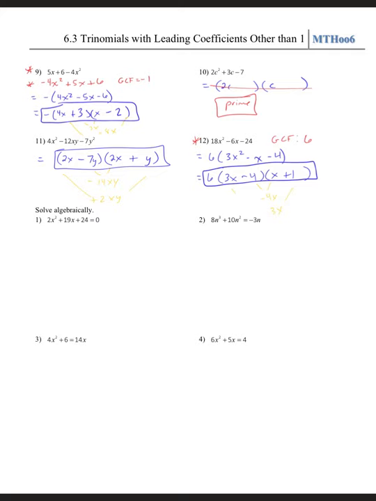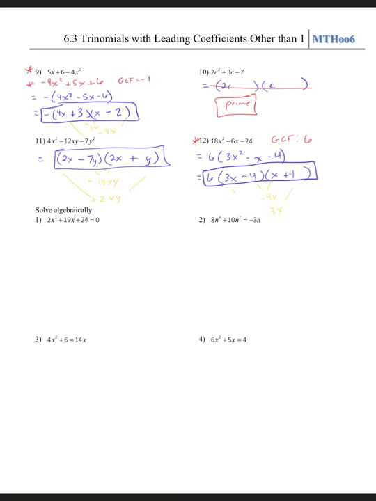Okay, looking at number 9, I put an asterisk by it because we need to reorder it. When we reorder it, we notice that the leading term is a negative. So take out the factor of a negative 1. So our GCF is negative 1. We factor that out, and then 4x squared, so it's either 4 and 1 or 2 and 2. If you need to, you can guess and check. Try one. If it doesn't work, try the other.